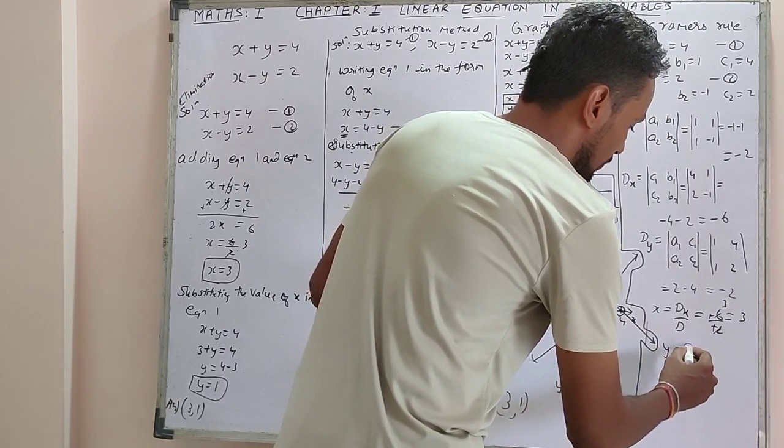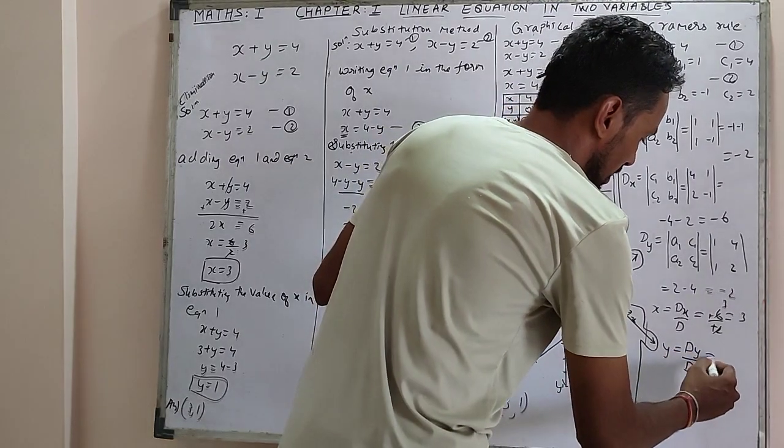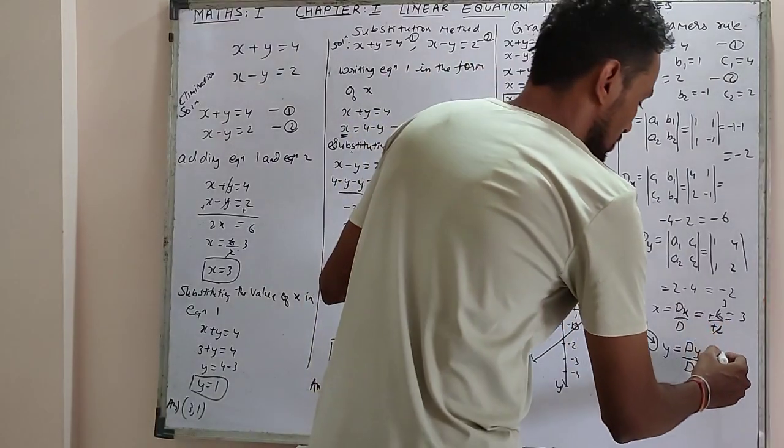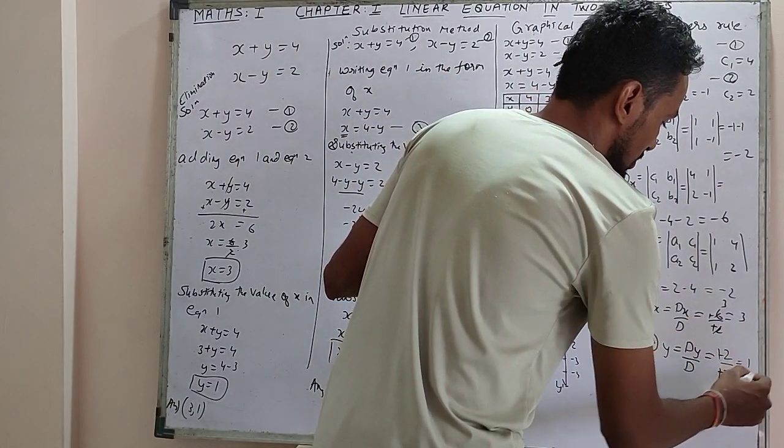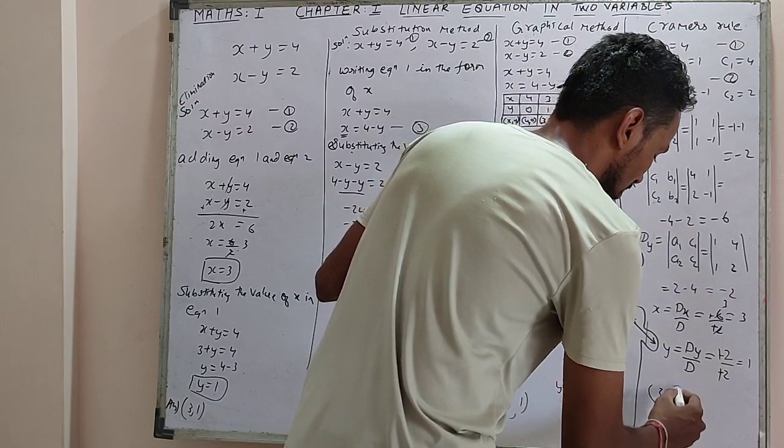And the formula for y is Dy upon D. So what is Dy? It is minus 2, and the value of D is minus 2. Minus and minus get cancelled. This is 1. Once again I have got the answer 3 and 1.